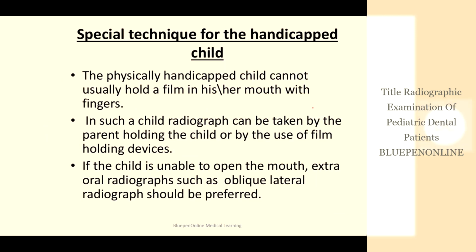Now, what do we follow in case of handicapped child? The physically handicapped child cannot usually hold a film in his or her mouth with fingers. In such a child, radiograph can be taken by the parent holding the child or by the use of film holding devices. If the child is unable to open the mouth, extraoral radiograph such as oblique lateral radiograph should be preferred.